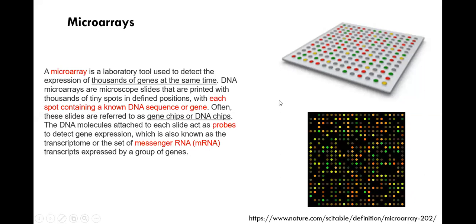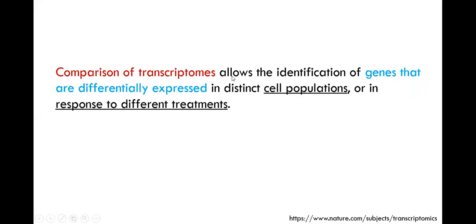That we will discuss in further classes, when we take up microarray and RNA-seq in one class only. So comparison of transcriptomes allows the identification of genes that are differentially expressed in distinct cell populations or in response to different treatments. For example, you can compare transcriptomes in a wild type condition or without disease with a disease condition, make conclusions out of it, and find a remedy or a drug that's suitable.